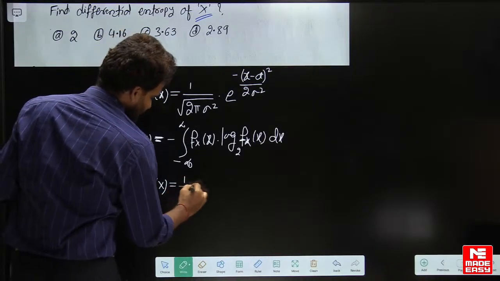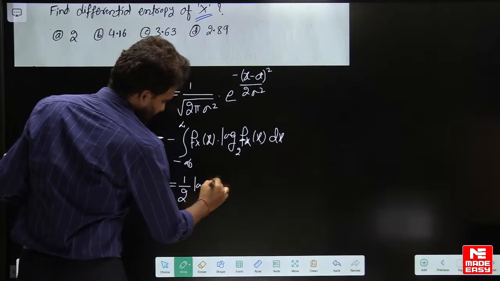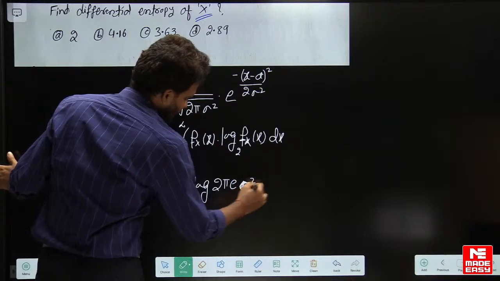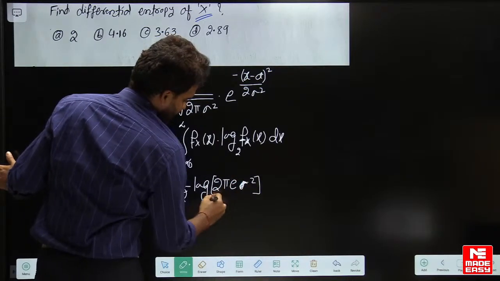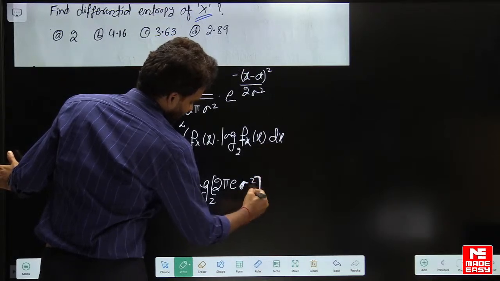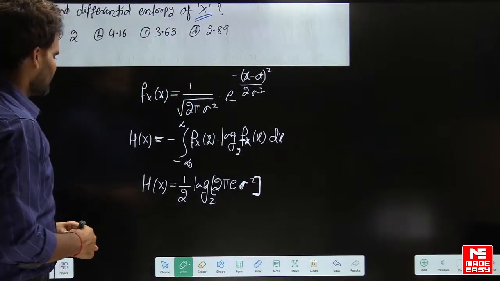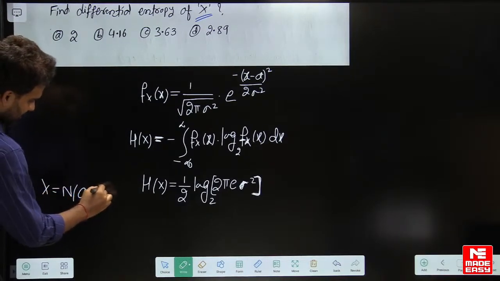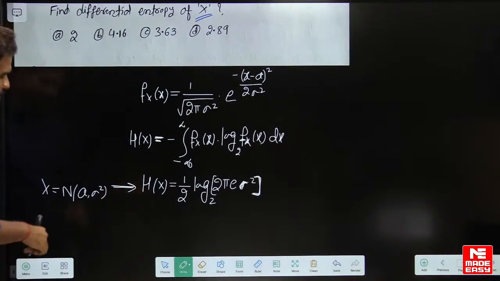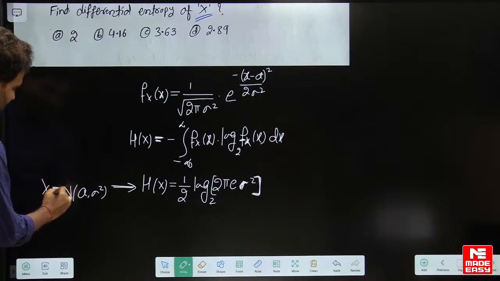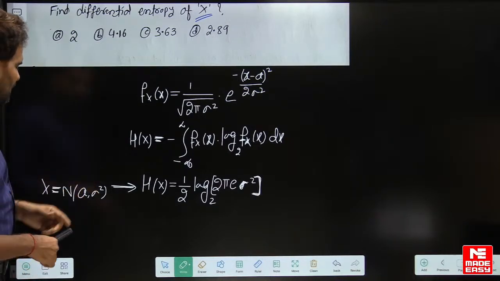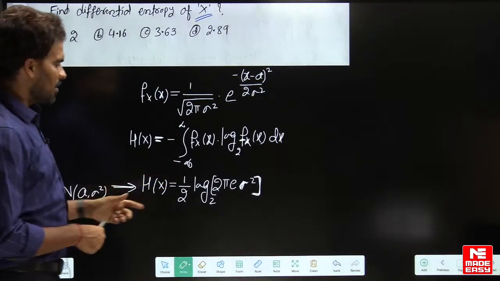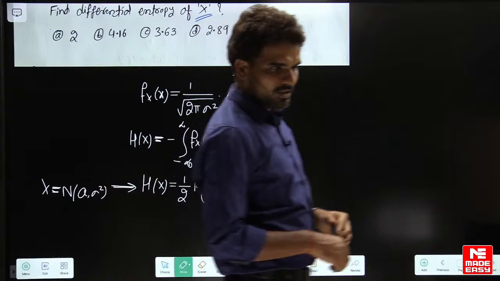It is a standard result: half log 2 pi e sigma square, base 2. So if the random variable X is N(a, sigma square), in compact form, meaning X has a normal or Gaussian density function with mean a and variance sigma square, then the differential entropy of that random variable is half log 2 pi e sigma square. Remember it as a formula.